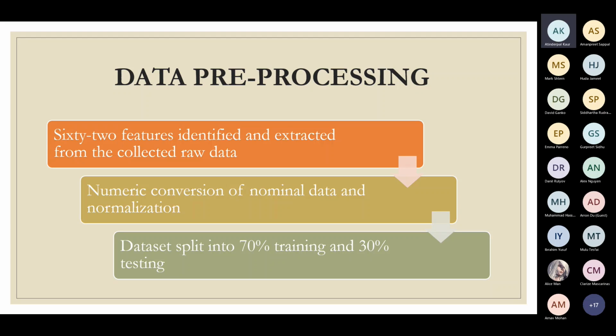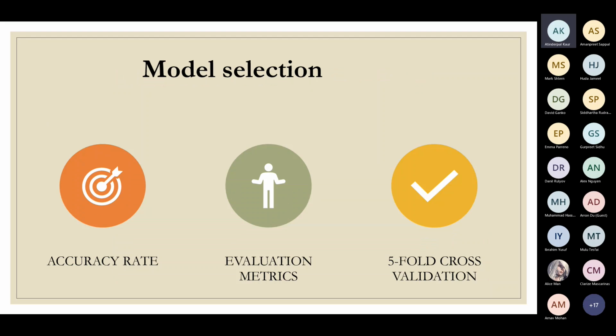So missing data is also taken care of, and the data set is split into 70% training data set for the training phase and 30% for evaluation. As we mentioned in the literature review part, based on our research, we shortlisted decision tree and support vector machine for our experiment. So we conducted various experiments to compare the two classifiers to get the best fit for our solution. The comparisons are based on our observation in accuracy rate, some selected evaluation metrics, and five-fold cross-validation.